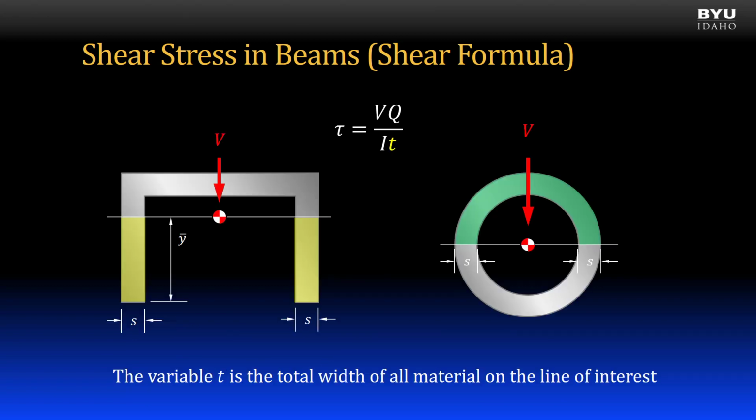Finally, a few more words about the variable t. T is the total width of all material on the cross-section at the line of interest. The material may be broken up as shown in these two examples. If we were computing shear stress at the neutral axis, where it is maximum for both cross-sections, the variable t would be equal to 2 times the dimension s.